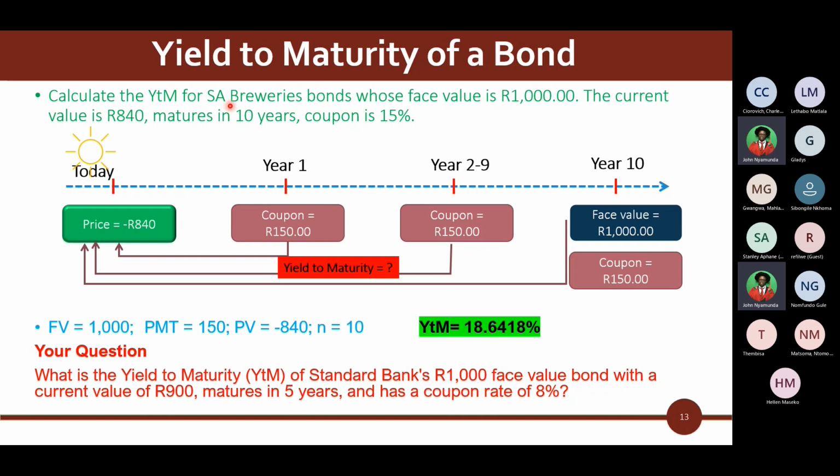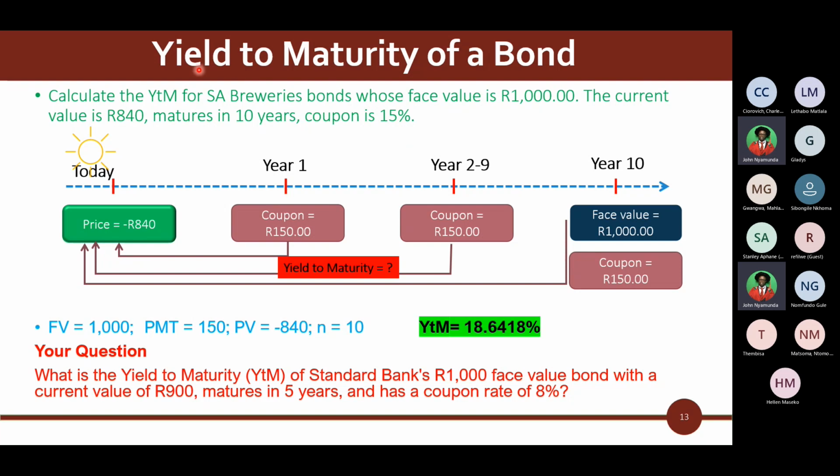Calculate the yield to maturity of SA Breweries bonds whose face value is 1,000. The current value is 840. It matures in 10 years. The coupon is 15. So now we are trying to calculate the yield to maturity. We are trying to find I.